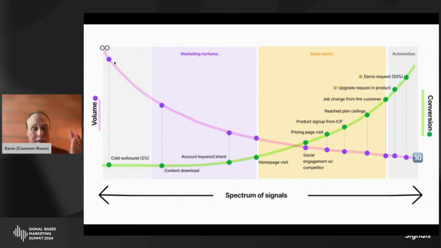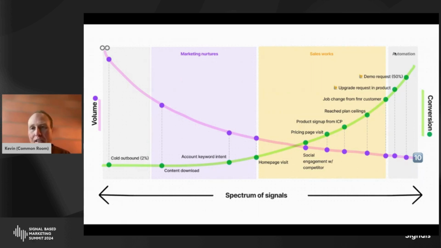At this far left end of the spectrum, you can see that cold outbound is a practically limitless amount of prospects or whoever you could use. It's virtually no signal, but has a very, very low conversion rate. But then on the far right end, it could be a hand raiser, like a demo request as a signal, which gets a low volume, but a really, really high conversion rate.